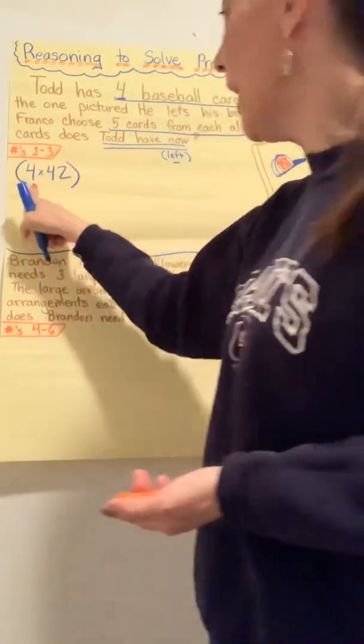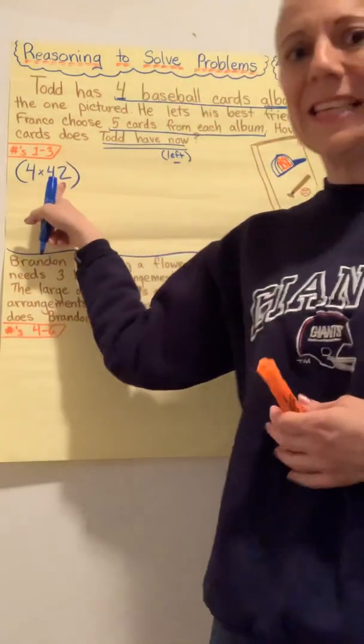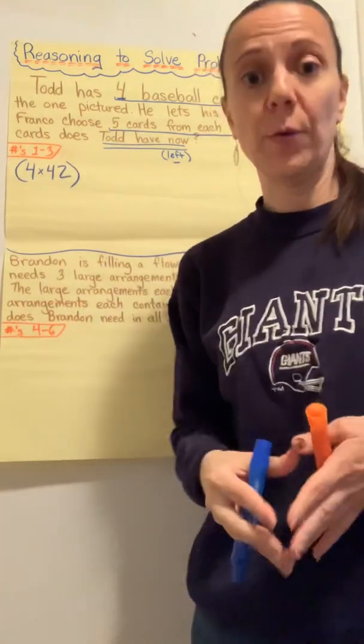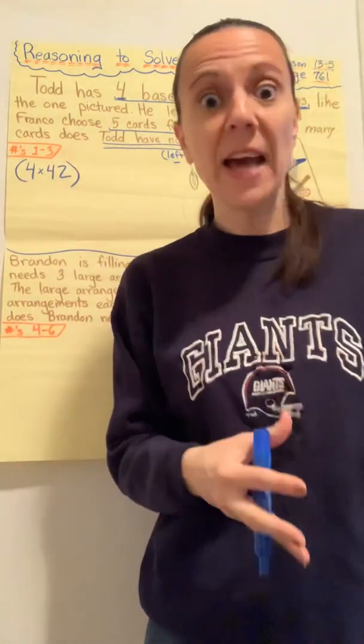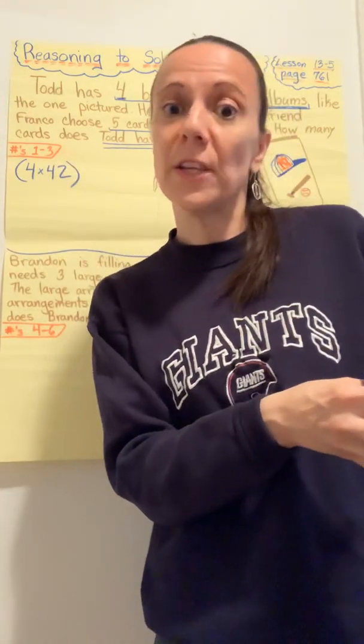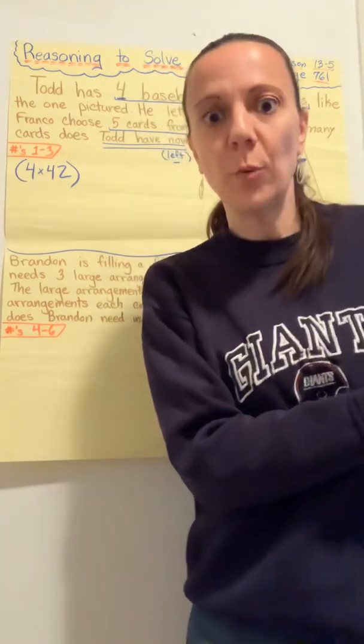He has 4 albums with 42 cards in each one. That's definitely multiplication. Now I want to figure out, how many does his friend have? Because that makes sense. If I know how many he has, I take away how many his friend took from him, then I'll know what's left.